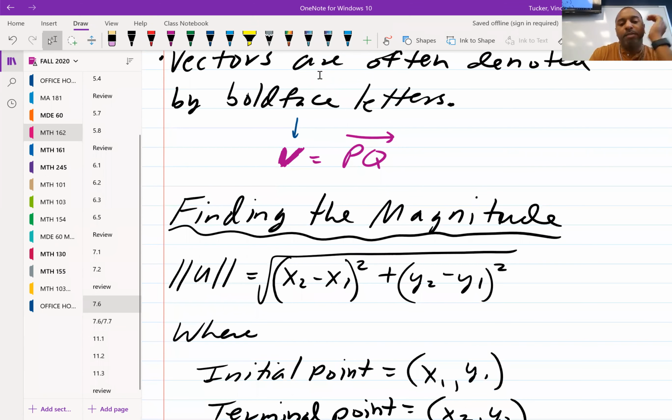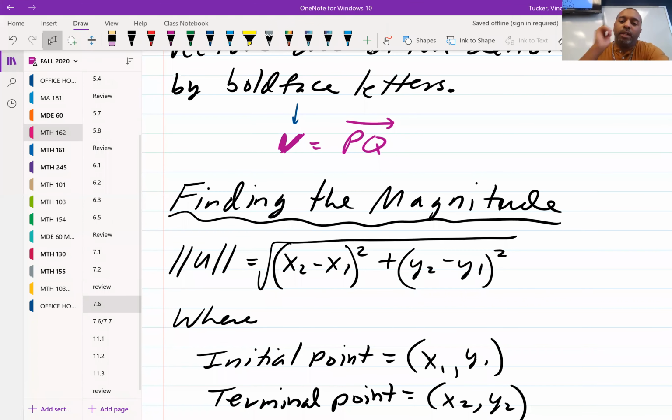So we're looking at finding the magnitude now. We want to know the magnitude of vector u. It's the same as the distance formula. We're looking at the square root of (x2 minus x1) squared plus (y2 minus y1) squared, where our initial point is x1, y1, and the coordinates of our terminal point are x2, y2.